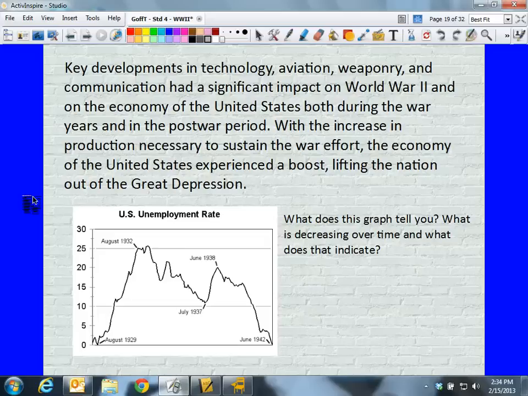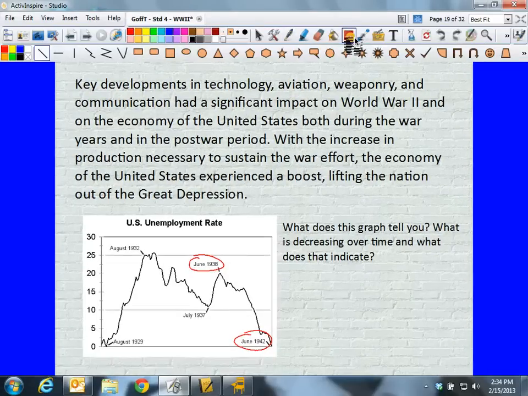So if you look, paying attention to the graph for just a second, you see June 1938. All the way down over here, you have June 1942. The unemployment rate is the number of people unemployed. So if you come in to this, I'll just draw a line here to look at something. You could see roughly 20% of people were unemployed during June 1938.